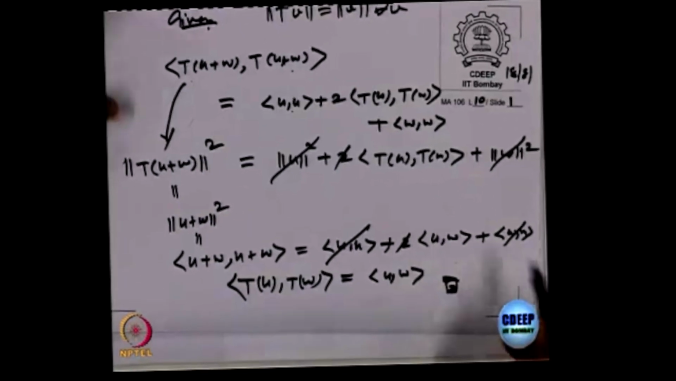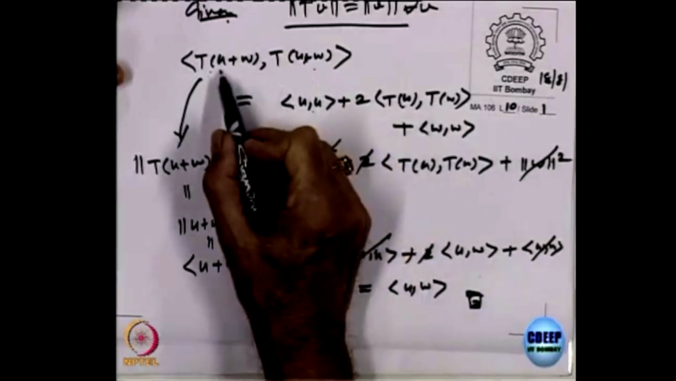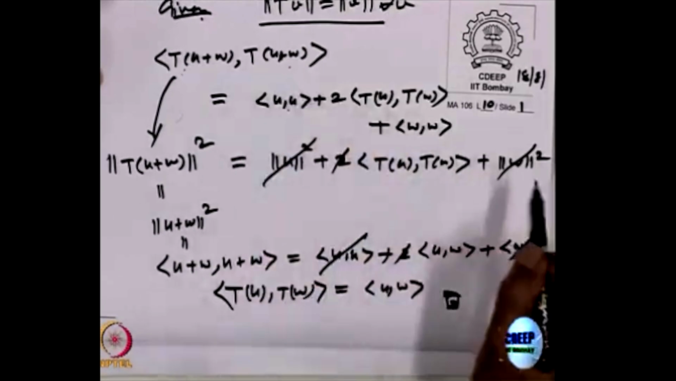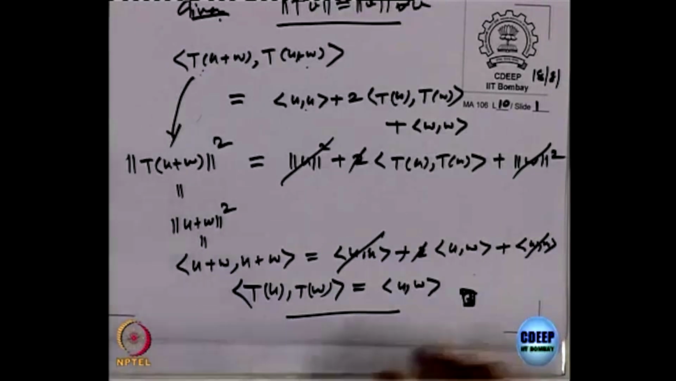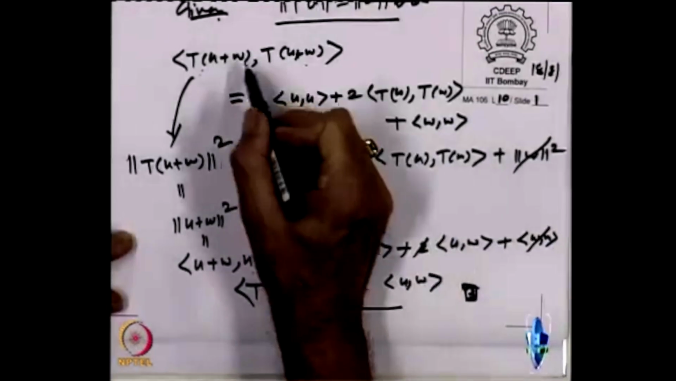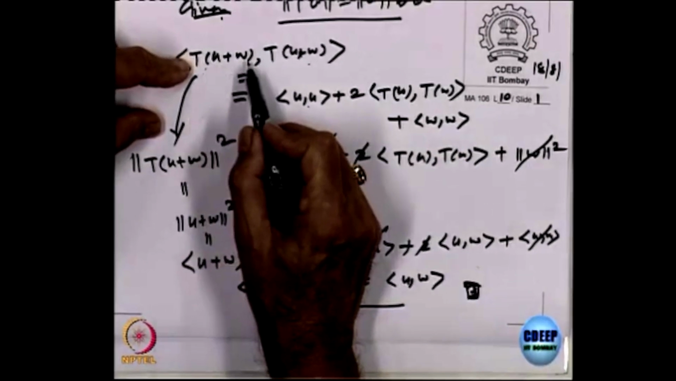So assuming that the magnitude is preserved, we just look at the dot product of T of u plus w with T of that, and expand, and you get the required thing. Is the proof clear now? See the first step. I have just not written the earlier thing, that was equal to Tu · Tw.